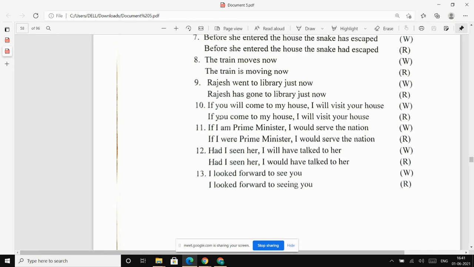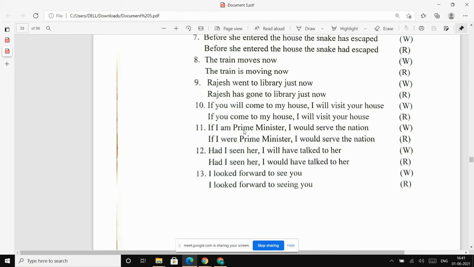Okay, and if you look at these conditional sentences, if you will come to my house, I will visit your house. So in these conditional clauses, there is no need to write the modal verb. Only main verb we have to write. So if you come to my house, I will visit your house. Here the modal verb takes place here. So there is no need to write the modal verb in the if clause.